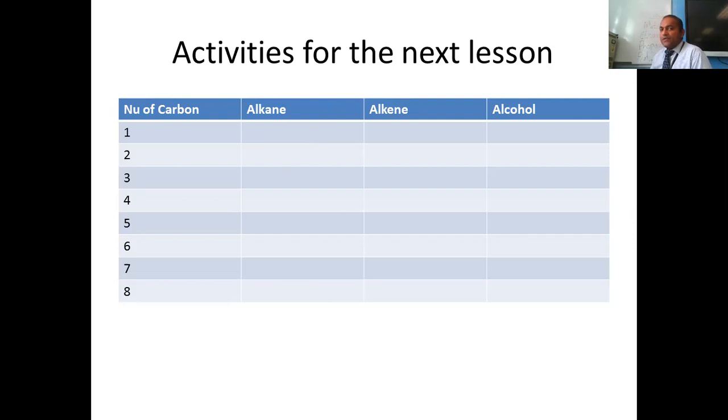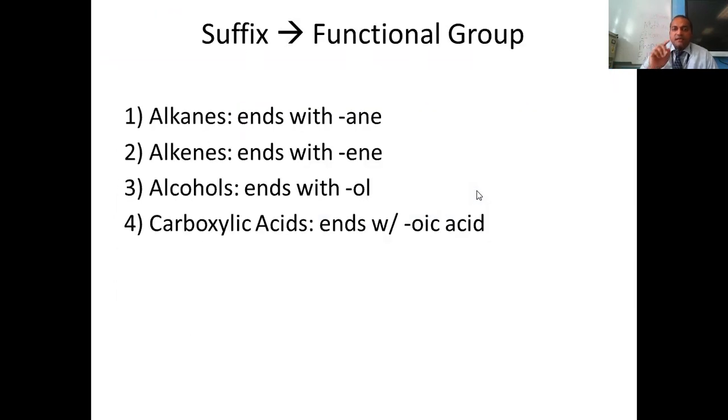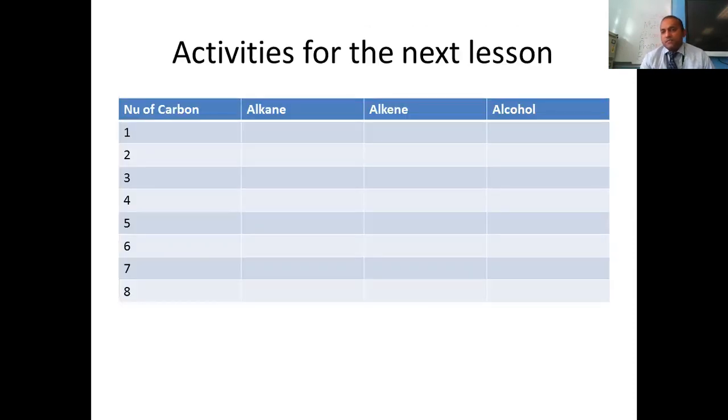Now, if you can do it for alkane, you also can do it for alkene, you also can do it for alcohol. As you can see, the prefix is here. Now, I hope you can try to do this, as in the next lesson, we will go into great detail on our alkane, the first series that we learned.